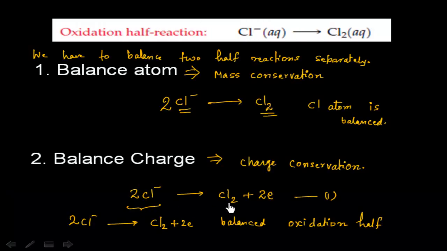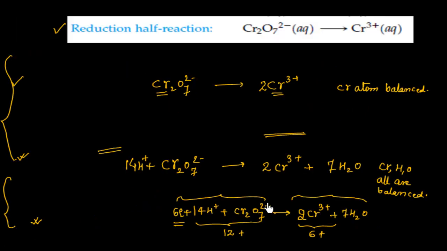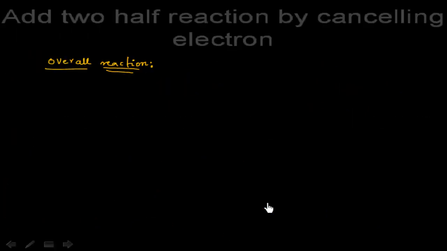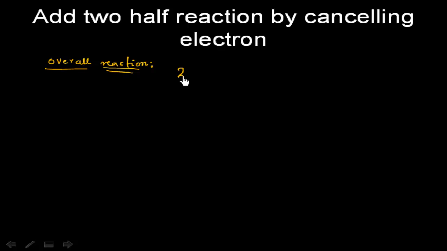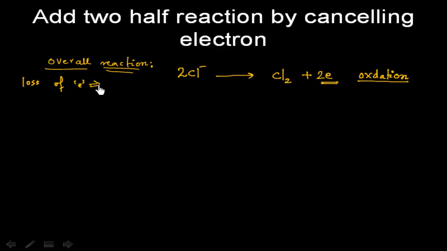2Cl⁻ → Cl2 + 2e⁻. So we have here 2Cl⁻, and this gives you Cl2 plus 2 electrons. So this is your oxidation half. Whenever you have loss of electron, that is called oxidation. So in this case we have loss of electron. So loss of electron is called oxidation, and gain of electron is called reduction.